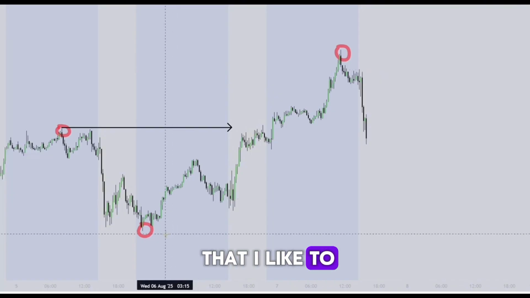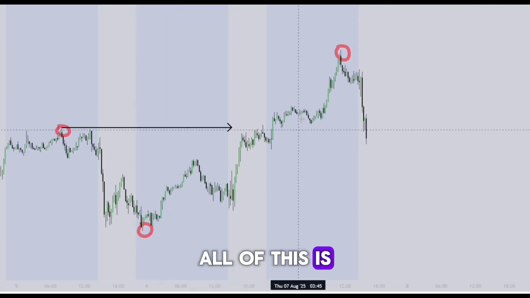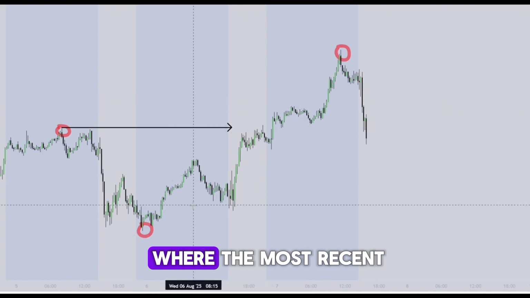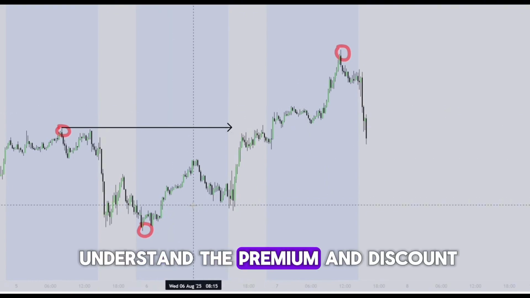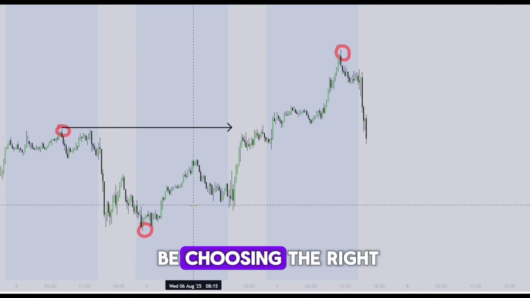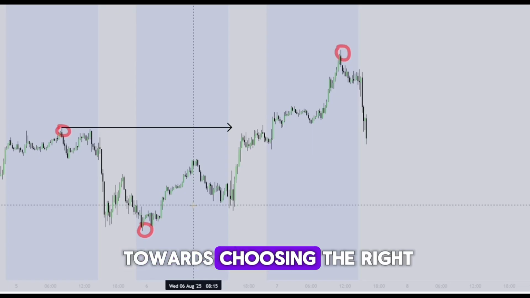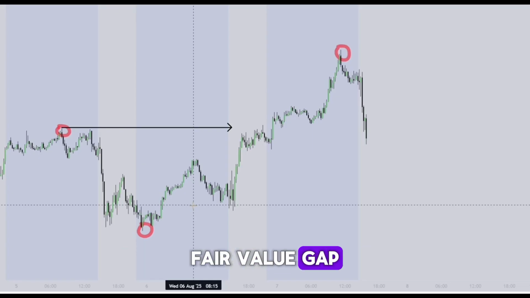And so the way that I like to explain this to traders is that all of this is internal structure. You need to understand where the most recent high and low is, so you can then understand the premium and discount, and then you want to be choosing the right fair value gap. And so this video is going to be dedicated towards choosing the right fair value gap.